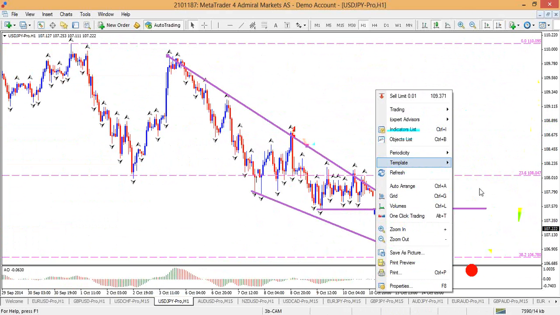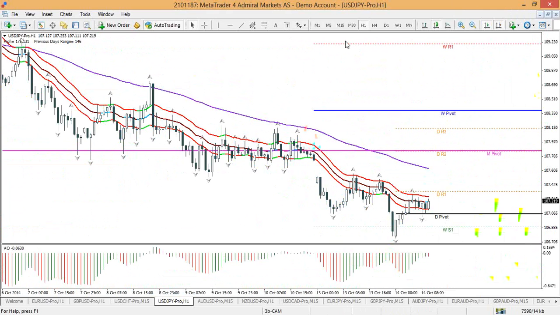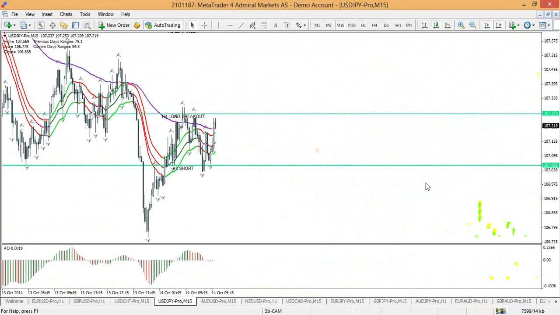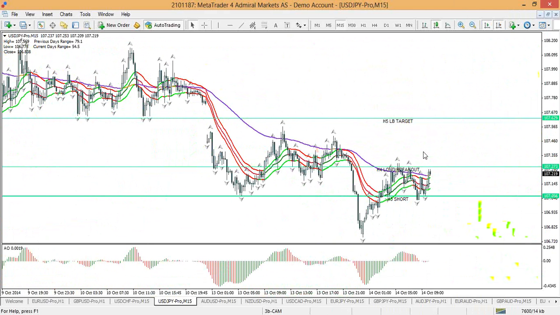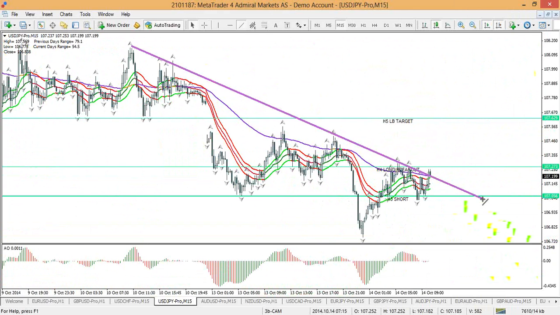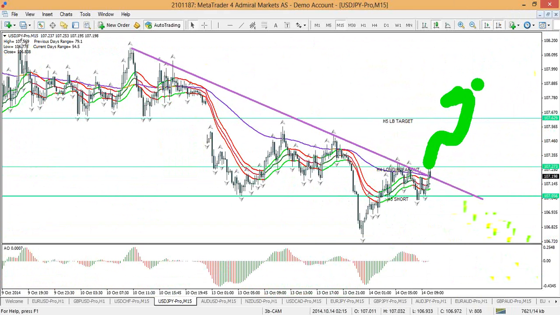How about the Camarilla? Price is already at the H4, interesting enough. Looks like we're trying to break, actually. If we break above H4, we're breaking above this specific trend line as well on the 15-minute chart. That could be a counter trend breakout trade. Those are usually riskier because they're going against the momentum.